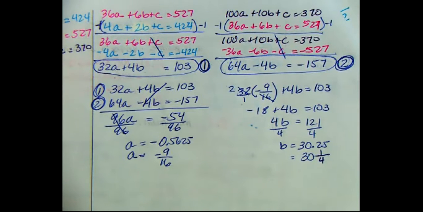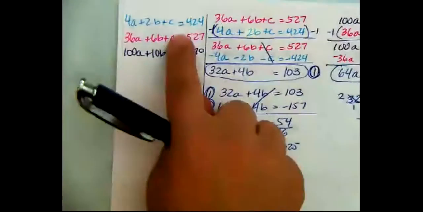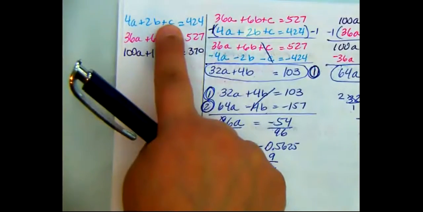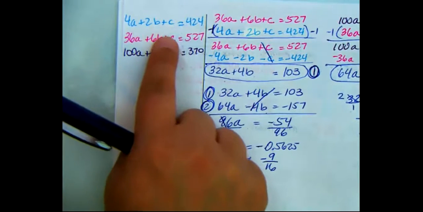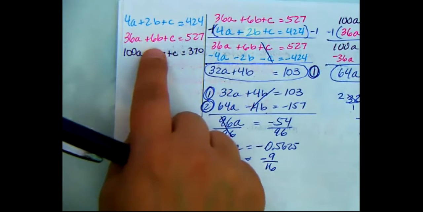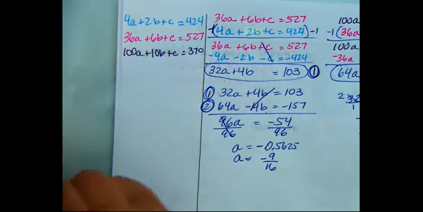Okay, and then last but not least, you take both of these guys and you plug them into one of these guys to get your C. I'm going to go with the smaller one because smaller numbers to work with, maybe? I don't know.